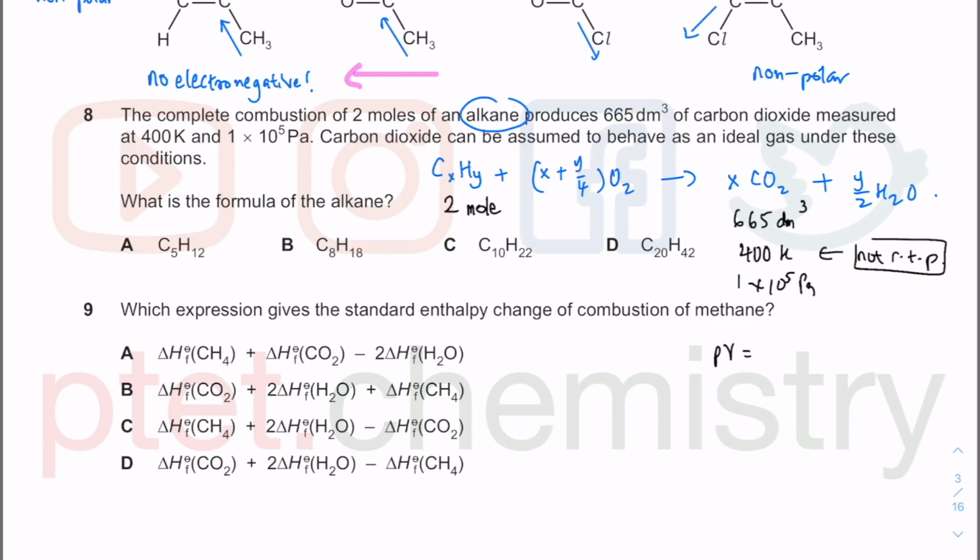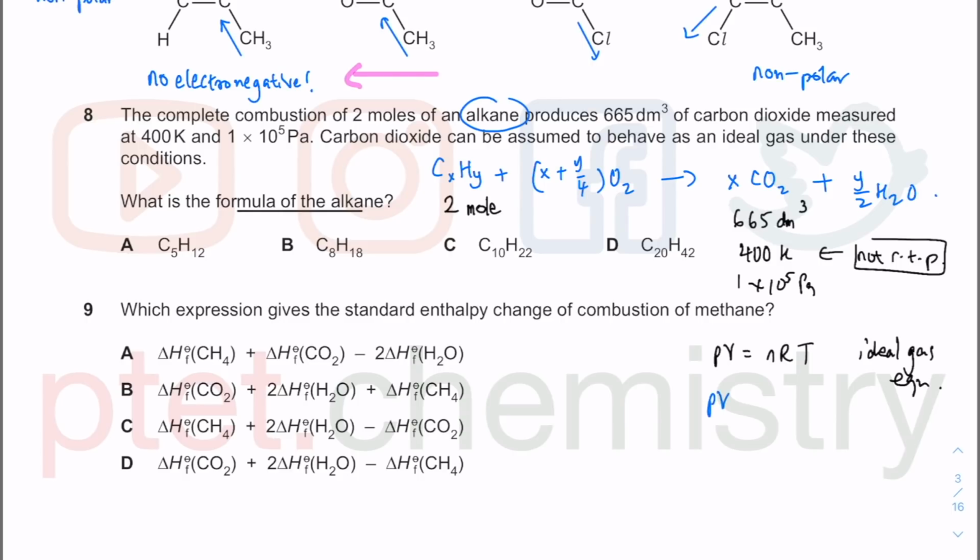If we think about PV equals nRT, the ideal gas equation, what do they want? They want the formula of the alkane. So perhaps in this equation, we can be thinking about, what can we be thinking about actually? I don't know. Let me think.